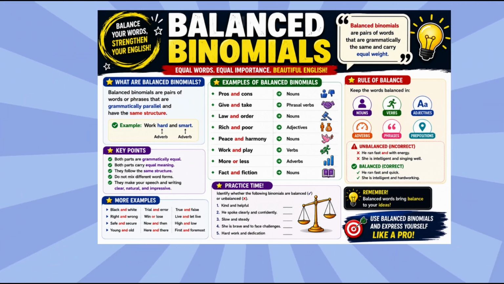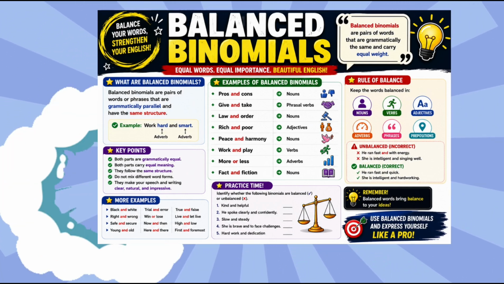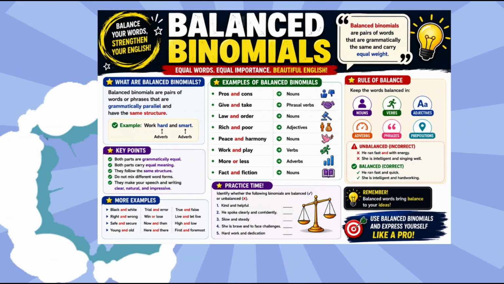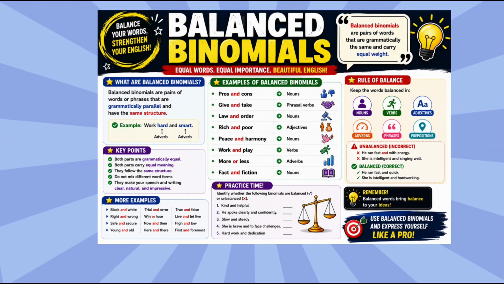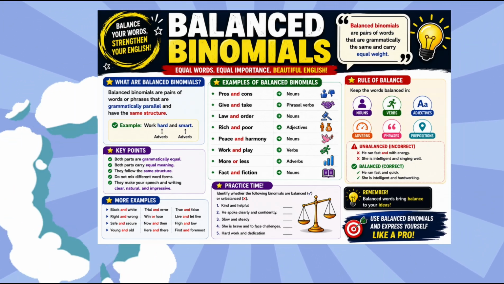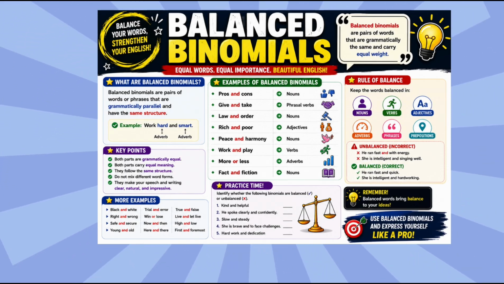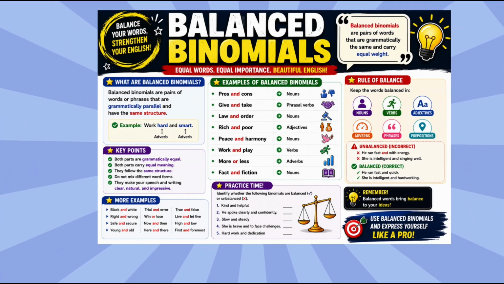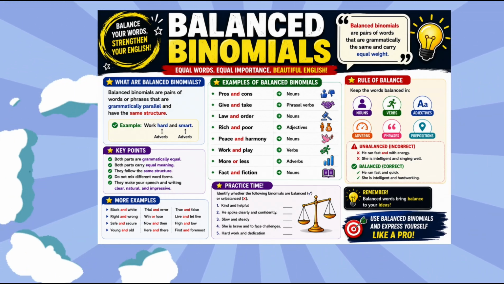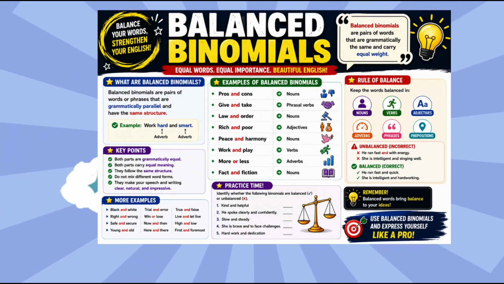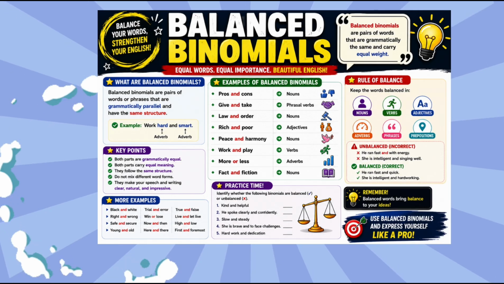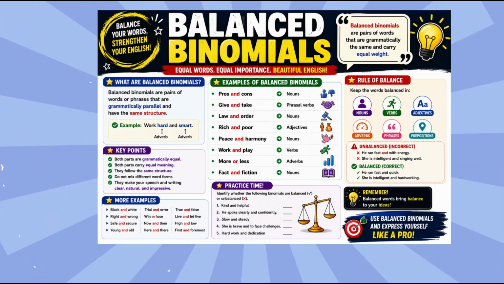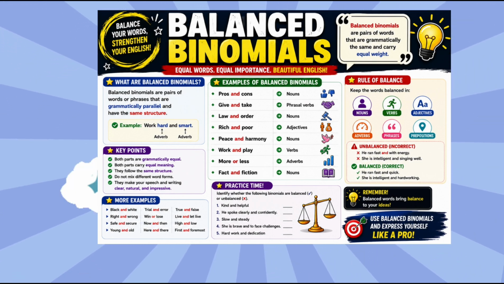What are balanced binomials? Equal words get equal importance, which makes beautiful English. Balanced binomials are pairs of words or phrases that are grammatically parallel and have the same structure. Example: work hard and smart. Here both hard and smart are adverbs. Examples: pros and cons. Pros and cons are nouns. Give and take. Give and take are phrasal verbs.